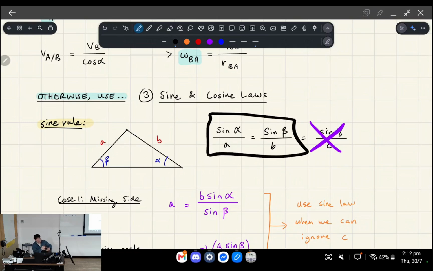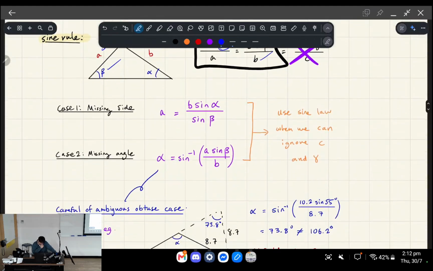We now are left with four parameters, and we need to know three of them to work out the fourth, so that we only have one unknown algebraic variable to solve for. For example, if we knew alpha, beta, and b, you can solve for a, the side length. Another thing you could do is if you knew a, b, and beta, you can solve for alpha. So that's kind of how it works.